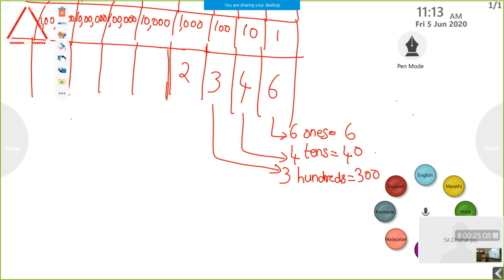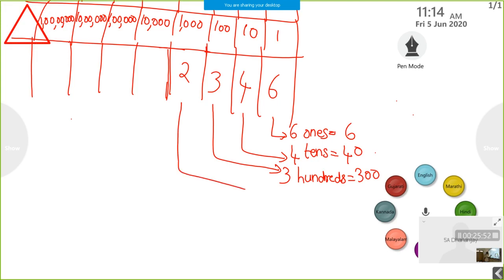Some students, when the question asks for the place value of 3, simply write 100. That is wrong, because 100 is the place of that digit. Its value is 300. Very important. If you write simply hundreds, that is wrong. The place value is 300, because that place is the hundreds place having the value 100, but our digit 3 is in the hundreds place, so its value is 3 into 100, which is 300.